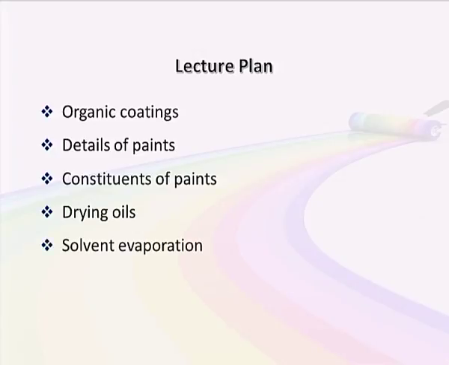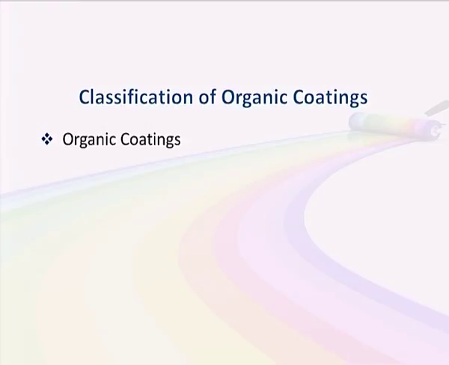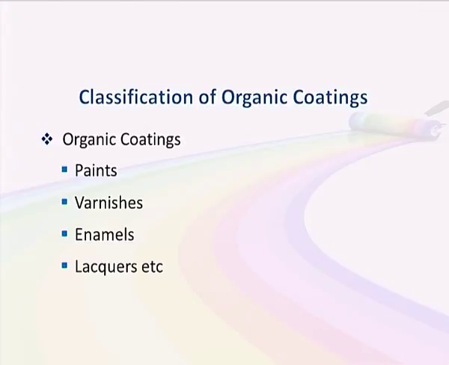evaporation also. Now, if we revise the classification of organic coatings, we can see the organic coatings can be divided into many categories. Most important of these is paints. Apart from paints, varnishes, enamels and many more types of lacquers etc. are covered under the heading of organic coatings.